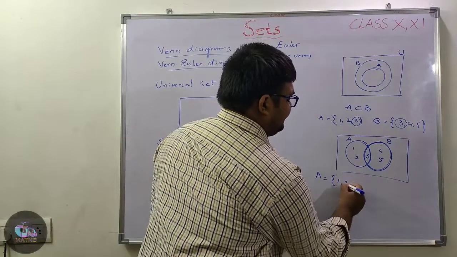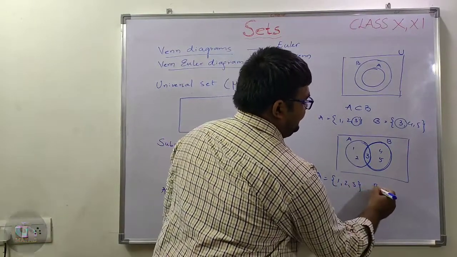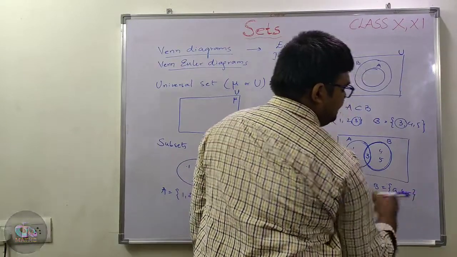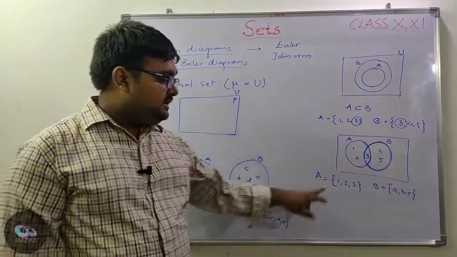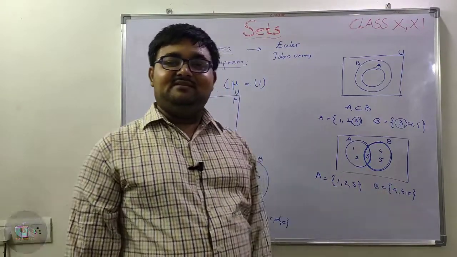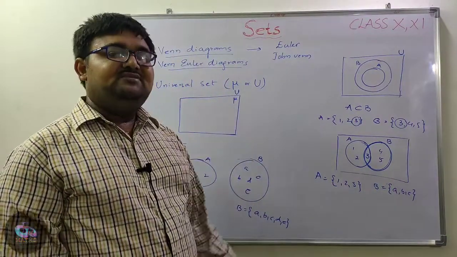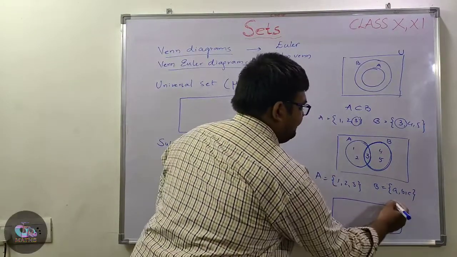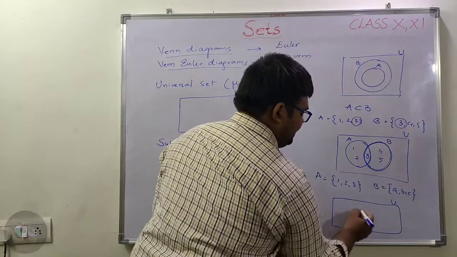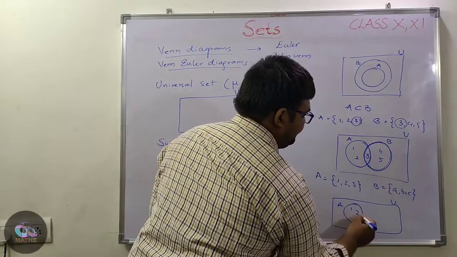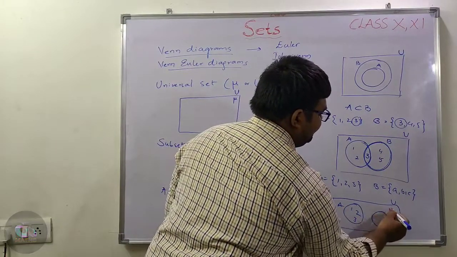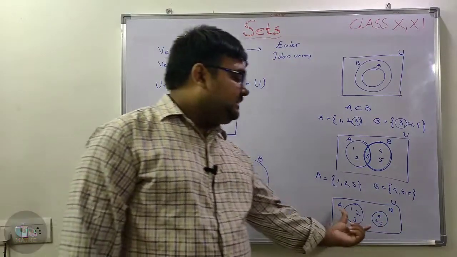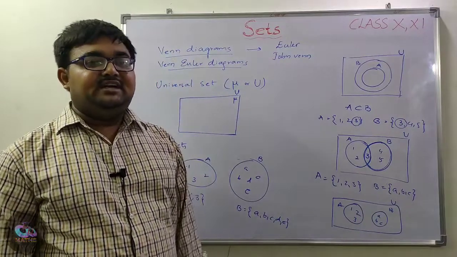For suppose if I take one set 1, 2, 3 and one more set which is nothing but some A, B, C. If you observe these two sets, there is no element that is common. So if there are no elements common to them, then there will be a universal set. So this is set A which contains the elements 1, 2, 3, and there will be a set B which contains the elements A, B, C. So these type of sets are nothing but called as disjoint sets.